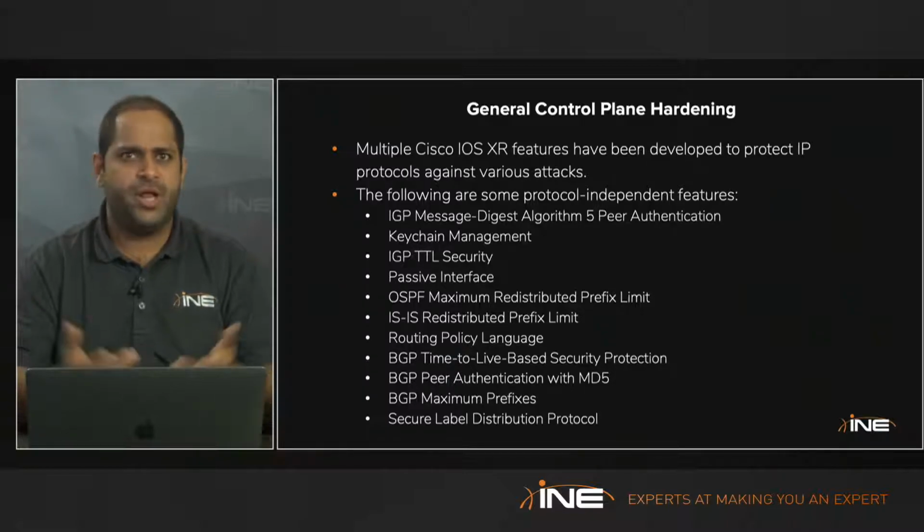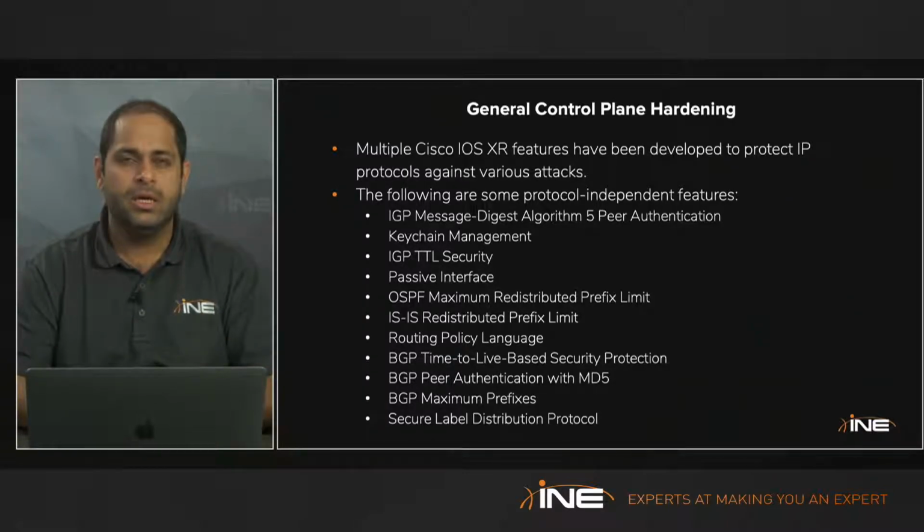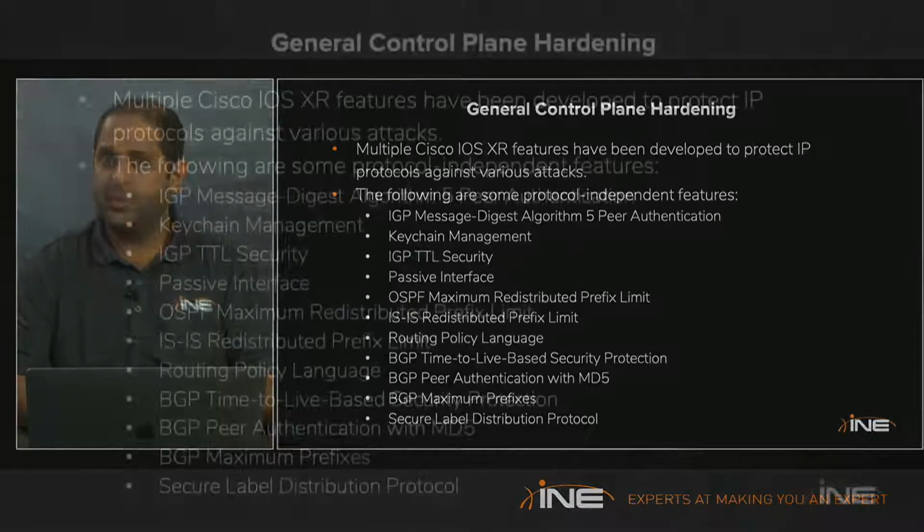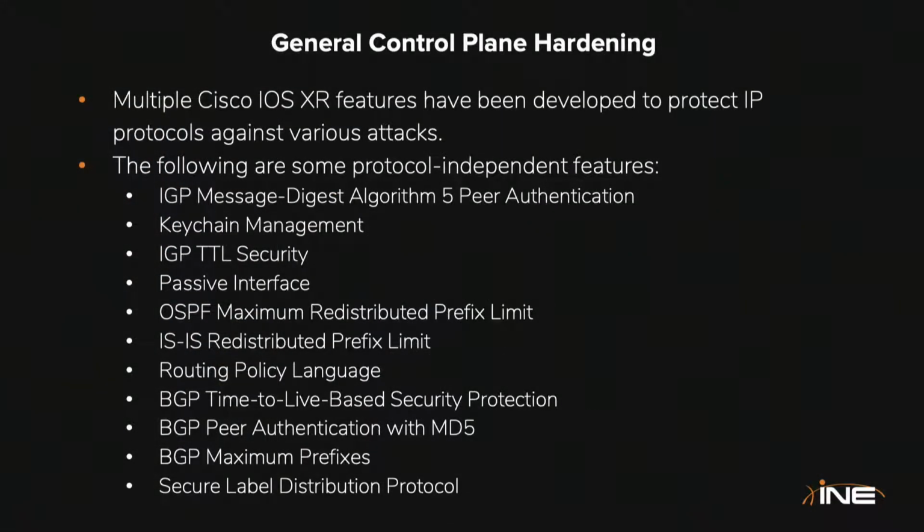The next way to protect your control plane would be to configure passive interface. For interfaces where I'm not supposed to have neighbors, but I still want to advertise that link, I could do a passive interface. Don't activate IGP on links where you don't need it.